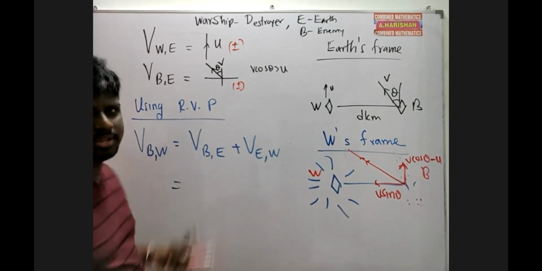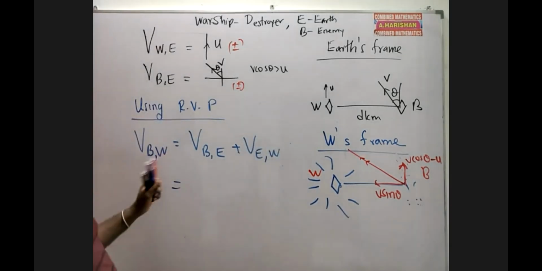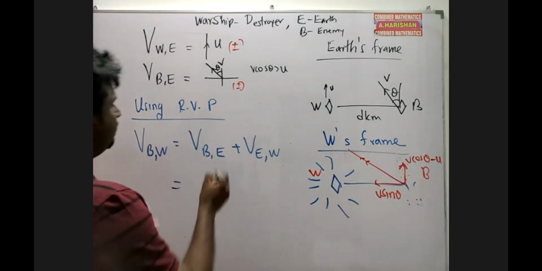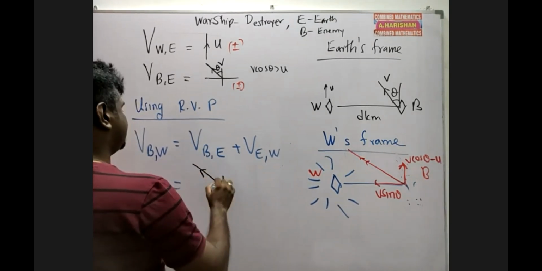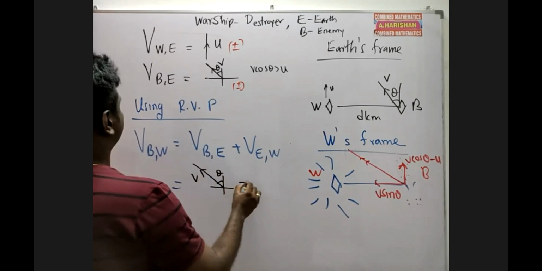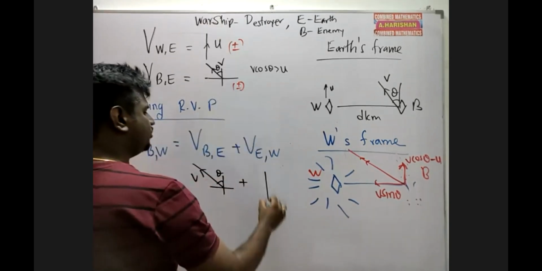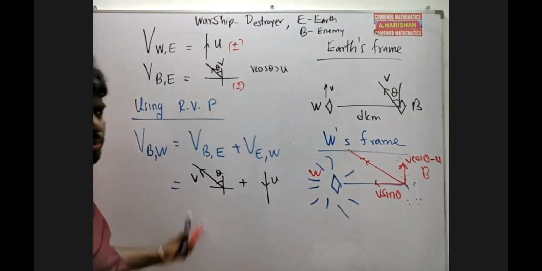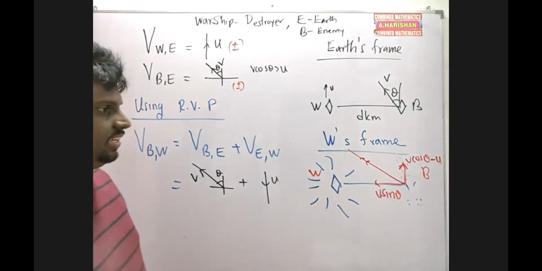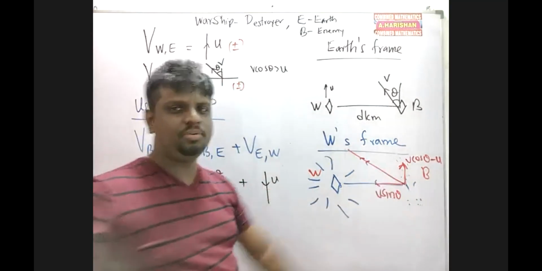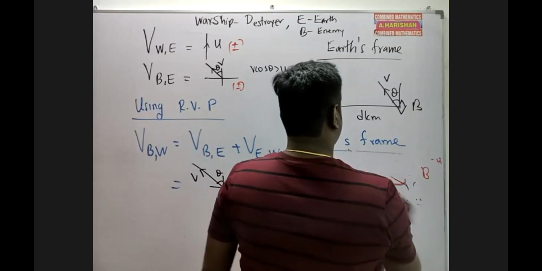You can stop B or you can stop W. I stop W, that's why I'm writing BW. BE is known, that is V at angle theta. EW is U, so EW is downwards U. Now we are going to draw a velocity triangle for this one. This is the short method I used and I found. So I'm going to erase everything.